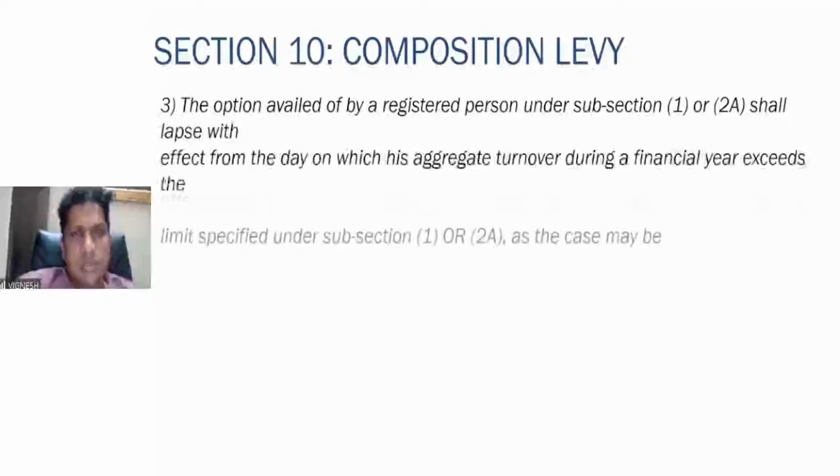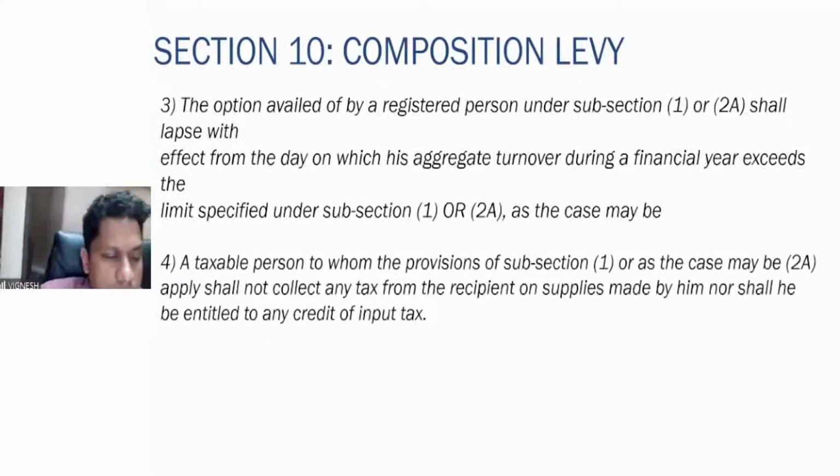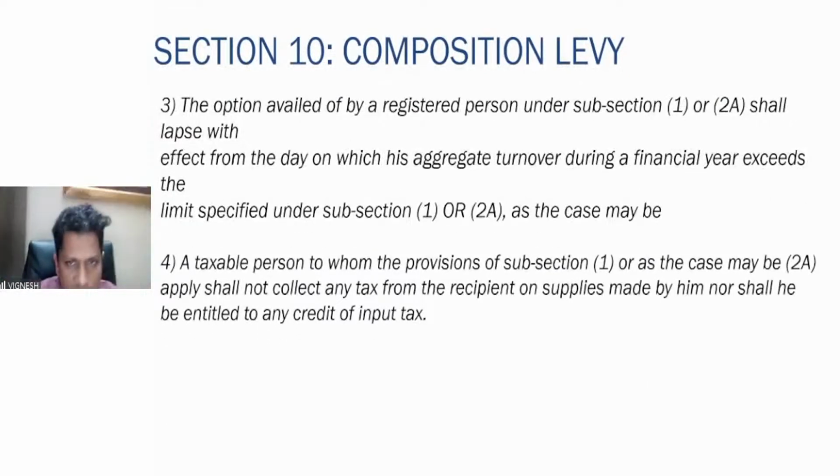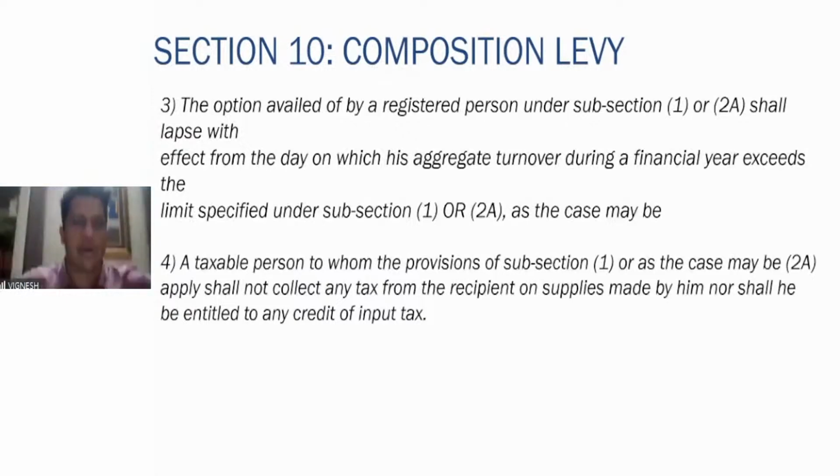I hope this is clear. Then, please remember, the moment your turnover starts increasing beyond the limit, the option of composition scheme shall immediately lapse. So therefore, if you are availing an option under subsection 1 or 2A, that is subsection 1 for that 1.5 crores and subsection 2A for 50 lakhs only for services, in that particular situation, it will lapse from the moment the amount crosses more than 50 lakhs or 1.5 crores.